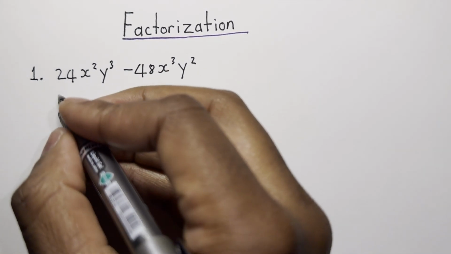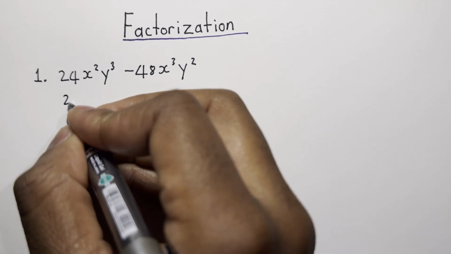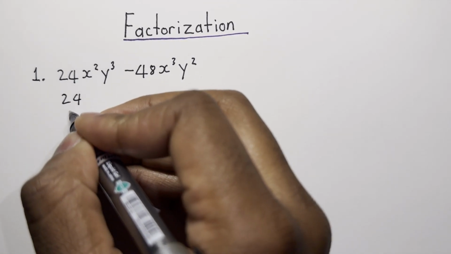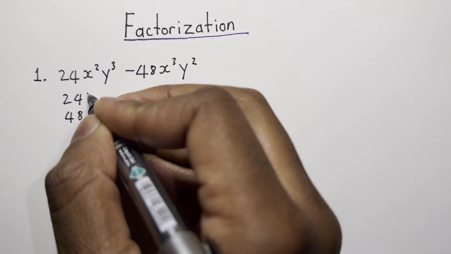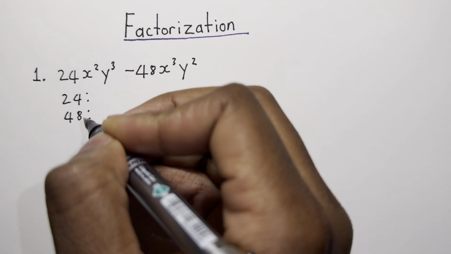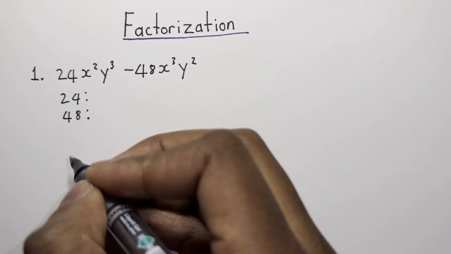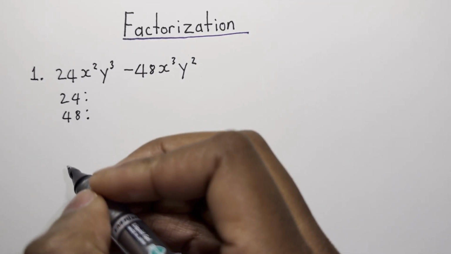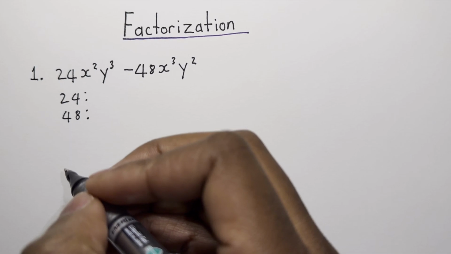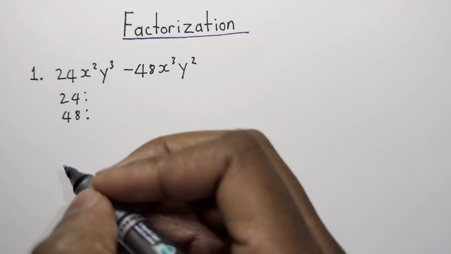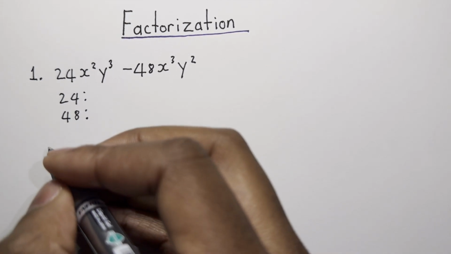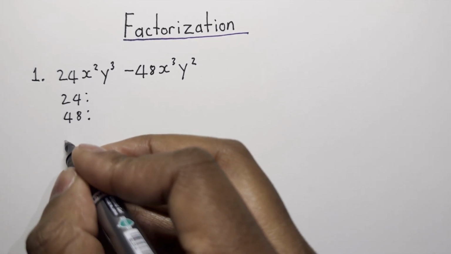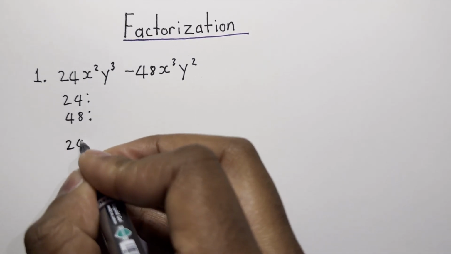So the first thing I need to do is find the HCF of 24 and 48. And please note that knowing your timetables and also division rules can greatly improve your skills in finding the factors of numbers. So please know that. So now I'm going to find the factors of 24.